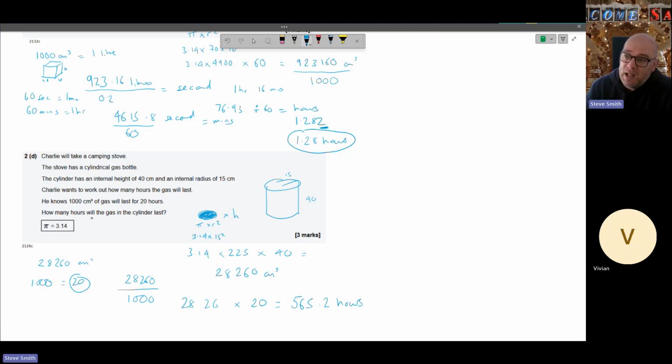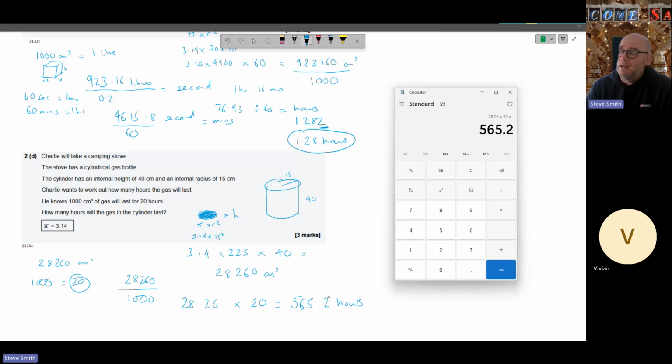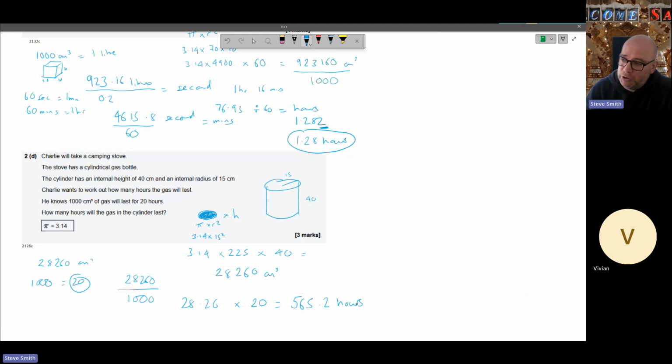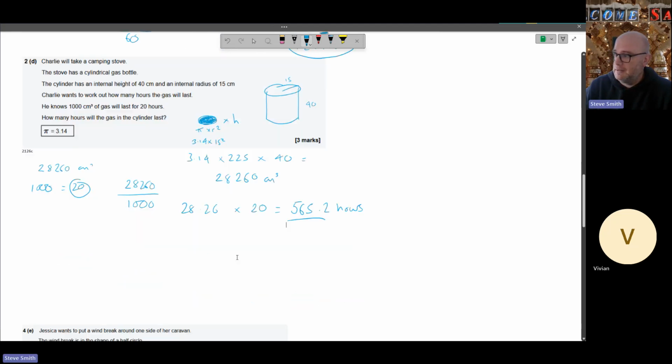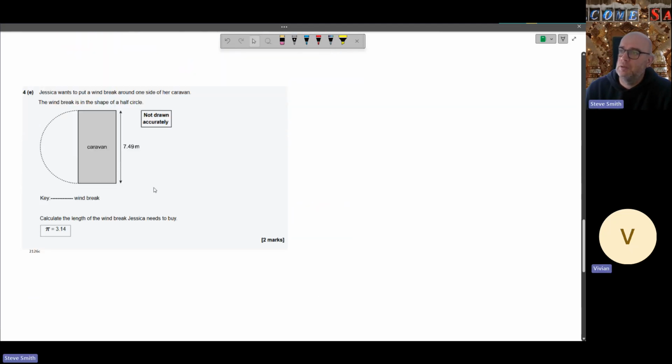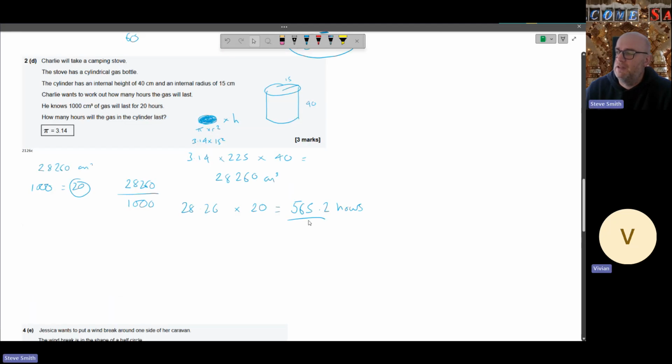It doesn't say in minutes again, so I would keep it exactly as it says on my calculator, but make sure you don't write minutes at the end. You must put hours. It's 0.2 hours, and 0.2 of an hour is 12 minutes. But we haven't been asked to say it in minutes and hours. It just says in hours. So we're going to put 0.2, final answer, and that is that one. That is the final answer, 565.2 hours. Yeah, done.